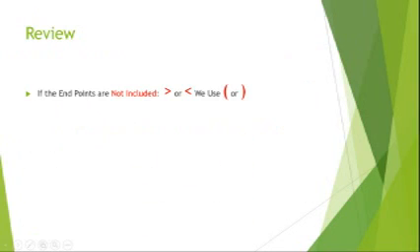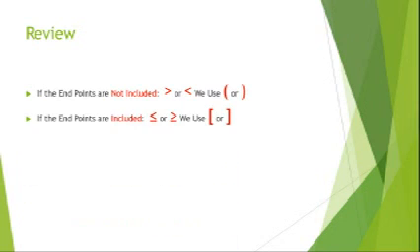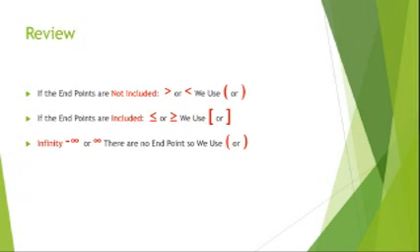For example, when the endpoints are not included, this is when we use greater than or less than, then we use the parentheses. If the endpoints are included, when we use less than or equal or greater than or equal, then we're going to use the brackets. When we're dealing with infinity, whether it be negative or positive, there are no endpoints, and we're going to use the parentheses.